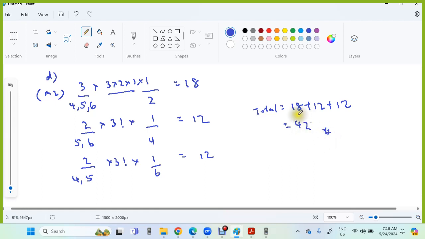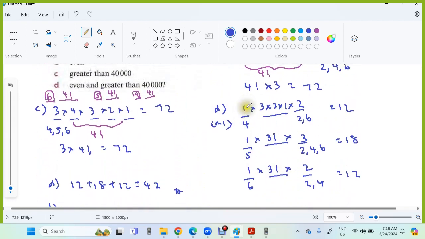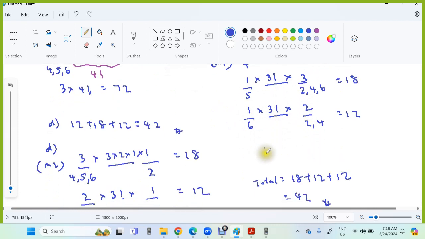Okay, so case 1, case 2, case 3: start with 4, start with 5, start with 6. Start with 4, can end with 2, 6. Start with 5, can end with 2, 4, 6. Start with 6, then end with 2, 4. Then one choice, two choices, one choice, three choices, one choice, two choices, and in the middle is 3 factorial.